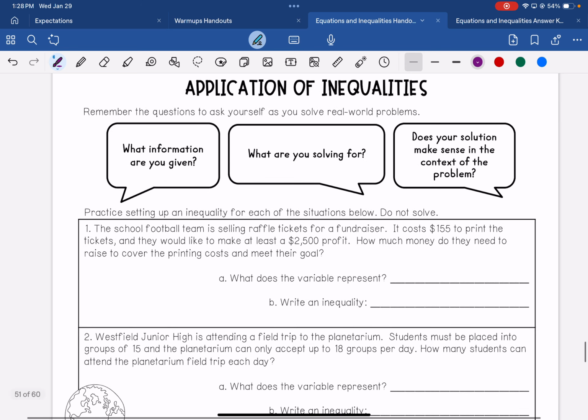Remember to ask yourself as you solve real world problems, number one, what information are you given? Number two, what are you solving for? And number three, does your solution make sense in the context of the problem? So I'm going to go over some of these problems, and then the rest of them you and a partner need to do. I'm also going to go over one of the homework questions just to make sure that we understand the directions.